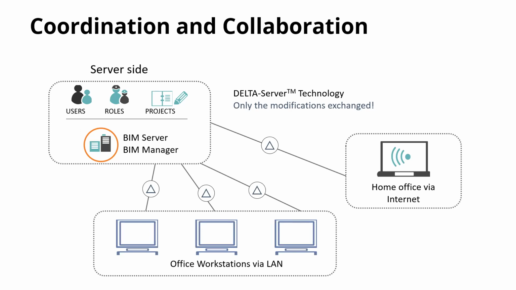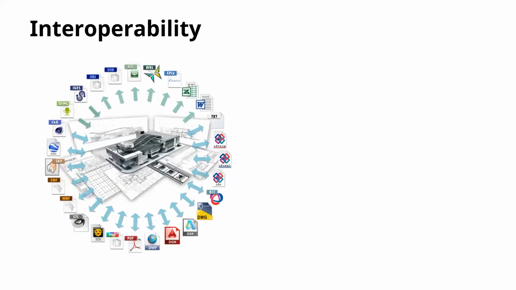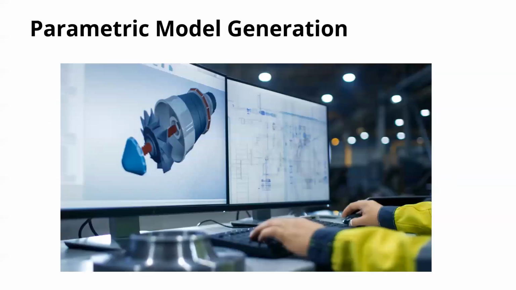And this is coordination and collaboration. Basically, you can collaborate via a cloud-based platform, and you can have a server-based platform to collaborate with each other. And interoperable model generation is very important. So if you create your 3D model by using Revit software, you can open that particular model from the Navisworks software as well. So that is the interoperable model generation.